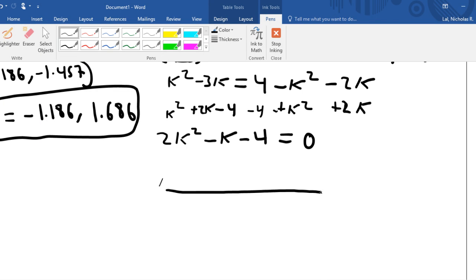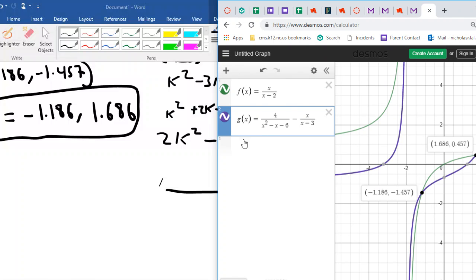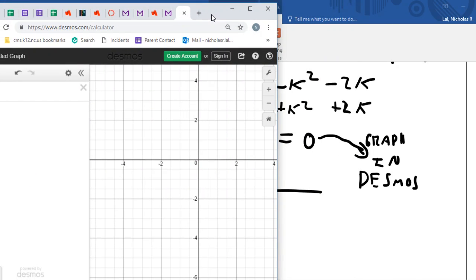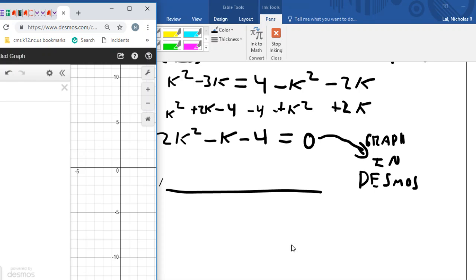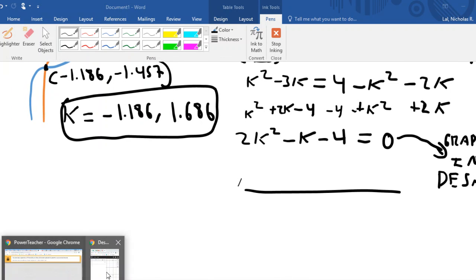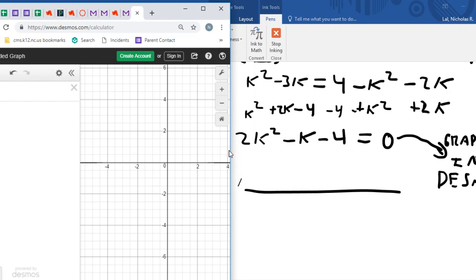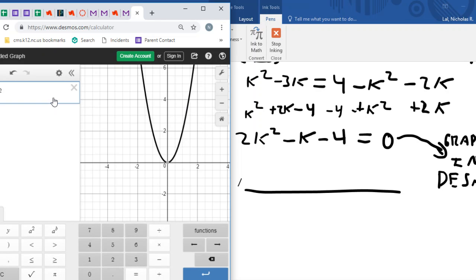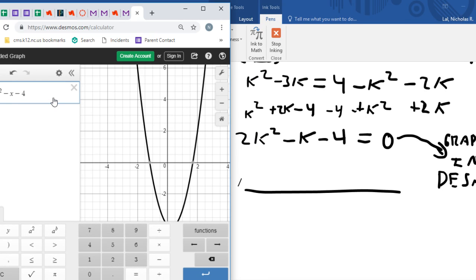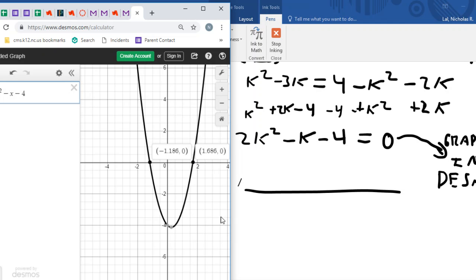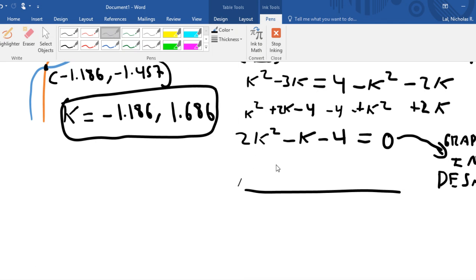So we can graph in Desmos. This is how you show your work when you use Desmos. You don't write Desmos. You have the equation. You say you graph in Desmos. You draw an interpretation of it. So our equation here is 2x squared minus x minus 4, okay? And in Desmos, we will see our zeros are negative 1.186 and 1.686, just like before.